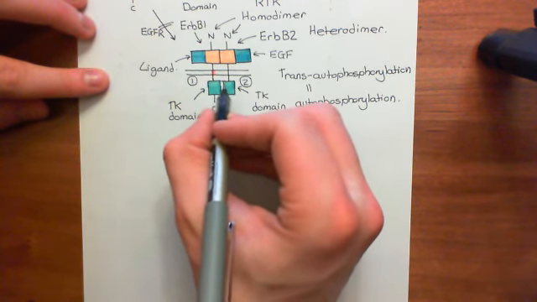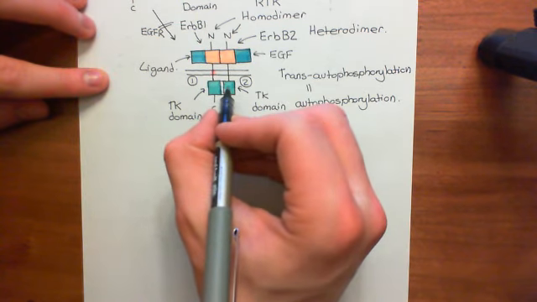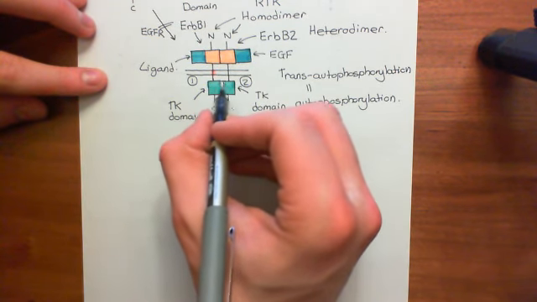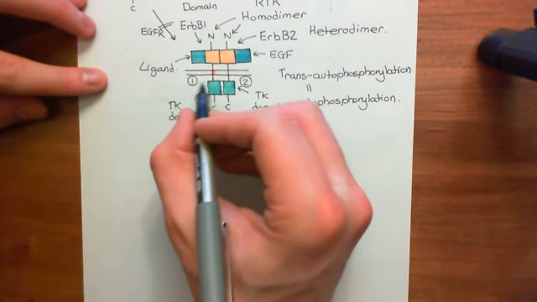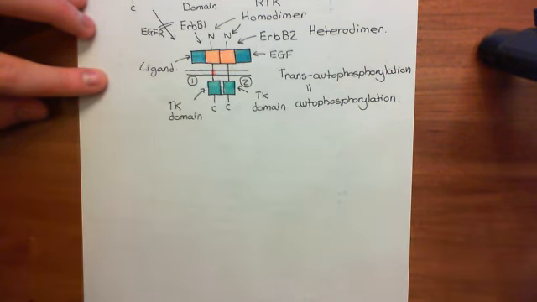So remember, this is a protein, it has tyrosines within it. Some of these are going to get phosphorylated, at least one of them is going to get phosphorylated by the tyrosine kinase domain on receptor 1 here.